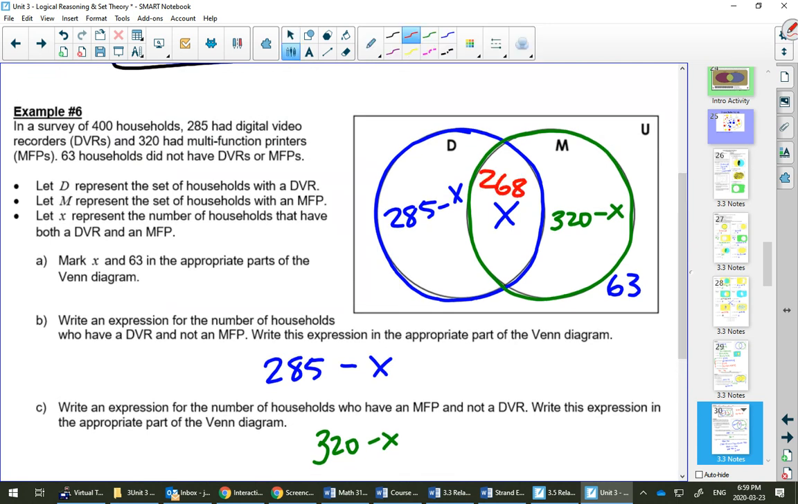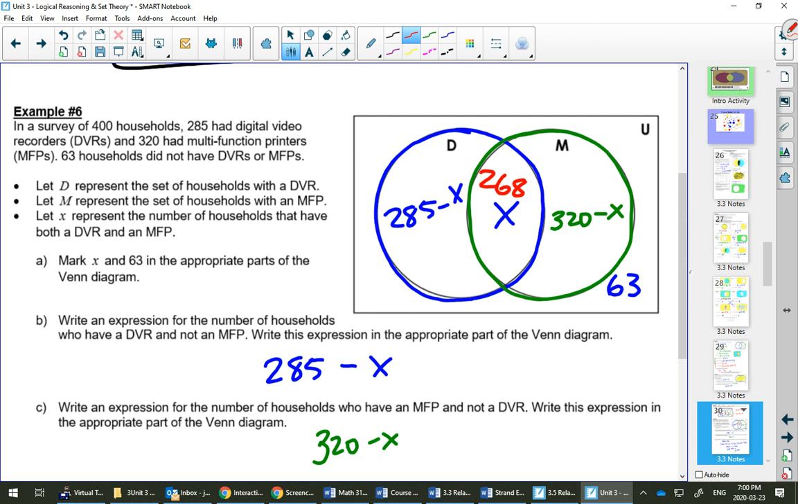And once I know that, I can ask you lots of questions. How many students or how many people had only DVRs? Well, that's 285 minus 268. How many people had only multifunction printers? Well, that's 320 minus 268. How many had DVRs or MFPs? I could ask you that as well.